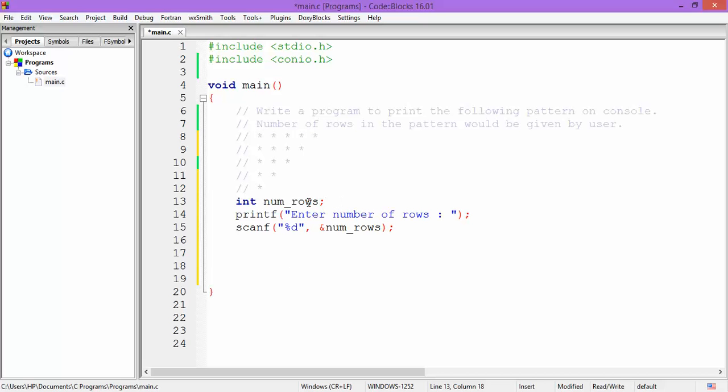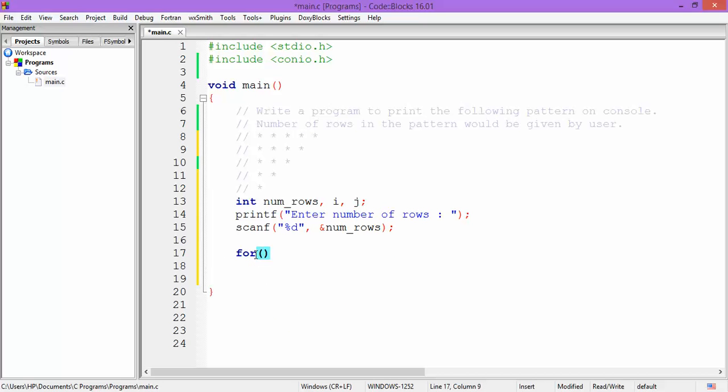And also we would declare variables for the nested loop. So we would print this pattern by using a nested loop. Here the outer loop would be running as many times as there are number of rows in the pattern. So the number of rows is contained in the num_rows variable. So the outer loop would run for num_rows times.